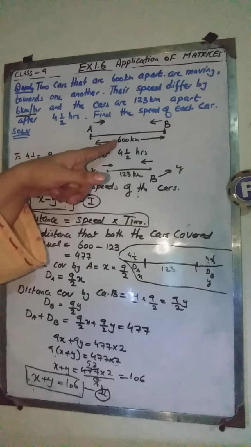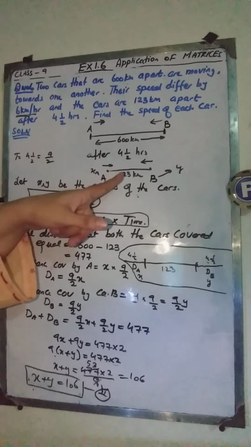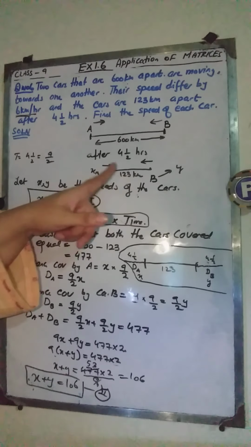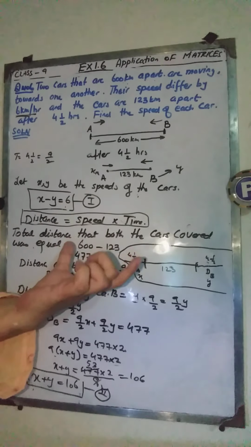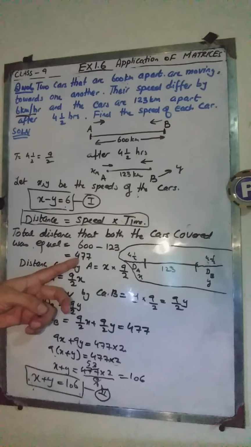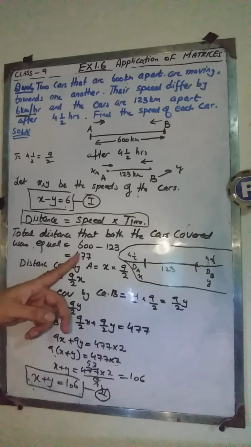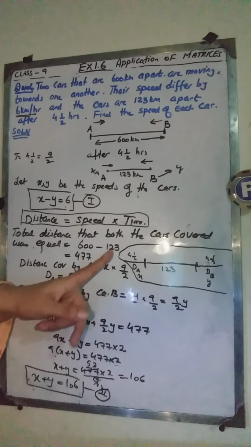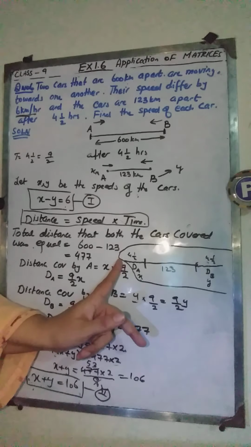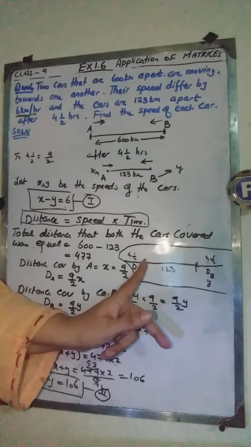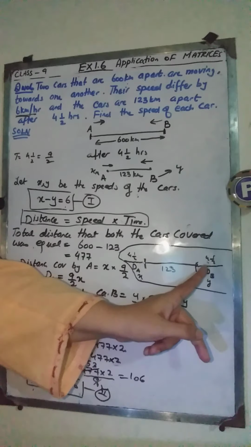Obviously, if there was a total of 600 in the beginning and they are left with 123 kilometers only, it means that the distance they have covered must be equal to 477. They have already covered this much distance, and the remaining distance is this now. So the new situation is that during 4.5 hours car A was moving towards this position and car B was moving towards this.